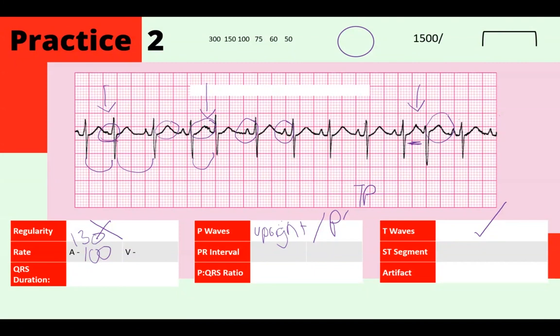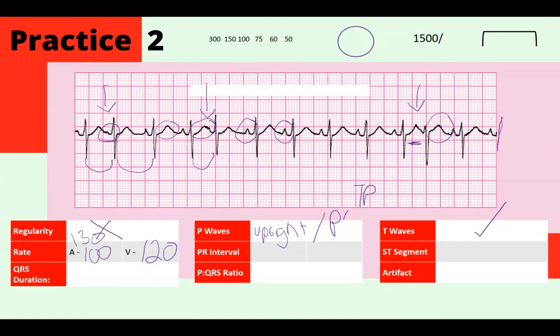And if I calculate my ventricular rate, 1, 2, 3, 4, 5, 6, 7, 8, 9, 10, 11, 12. Oh, that makes sense because the next one's going to be right here. It's going to be 120 using the 6-second strip method.